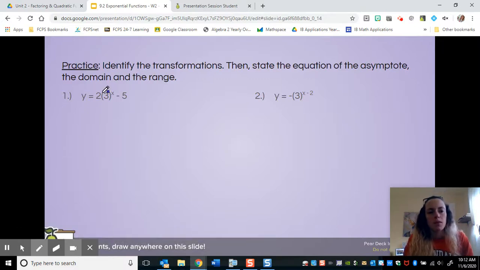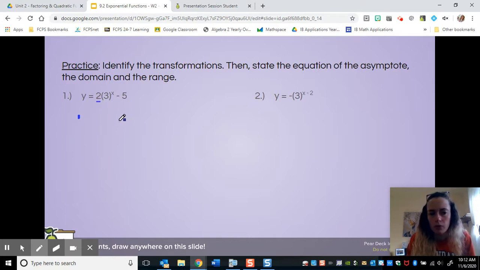So finally, a couple of practice problems. We're asked to do 4 different things here. Identify the transformations, state the equation of the asymptote, the domain, and the range of each of these functions. So first up with number 1, identifying my transformations.